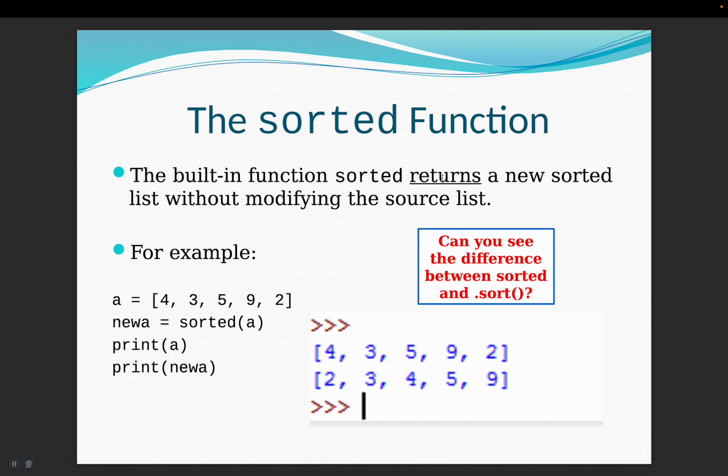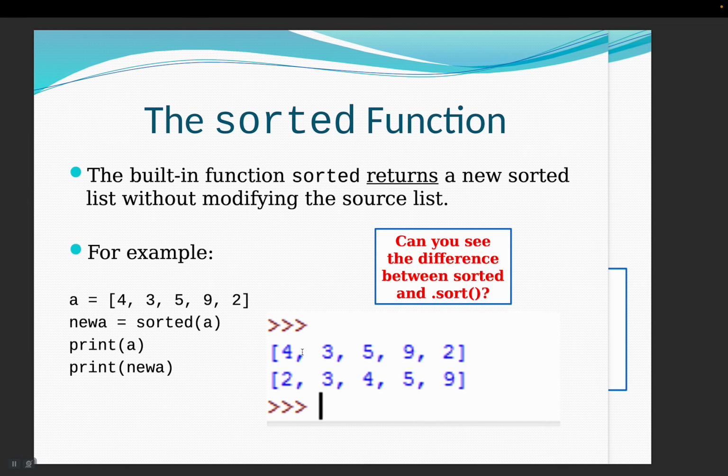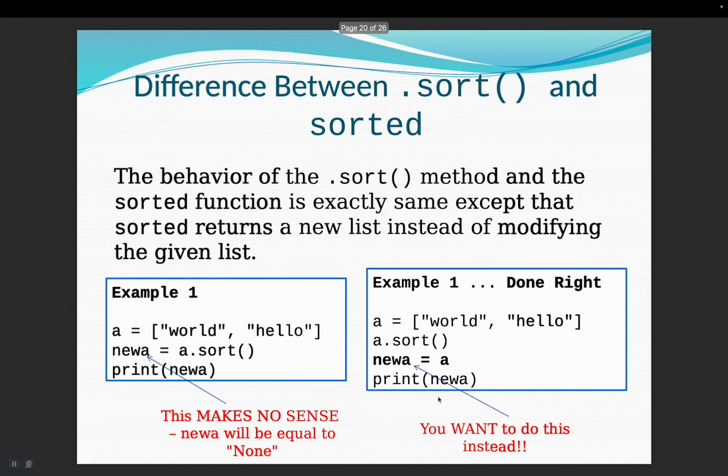The built-in function sorted returns a new sorted list without modifying the source list. So this is different. This doesn't sort in place, but it sorts and creates an actual new list in memory. So we have the list here A. Then we have a variable called new A that takes the sorted version of A. And here we're printing out both of them, and that's what we get.